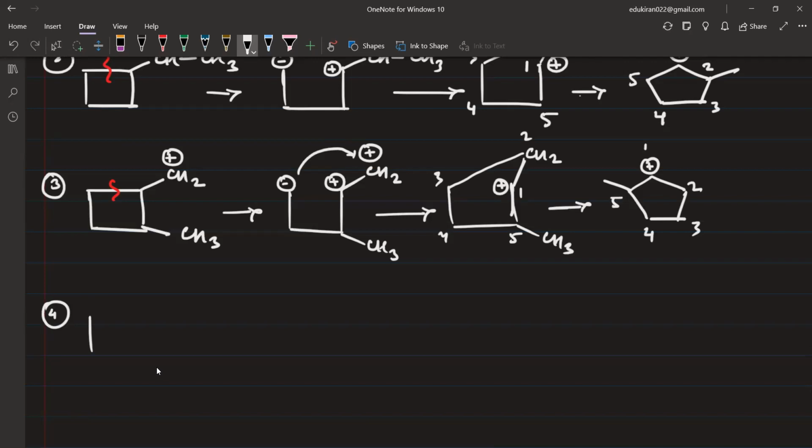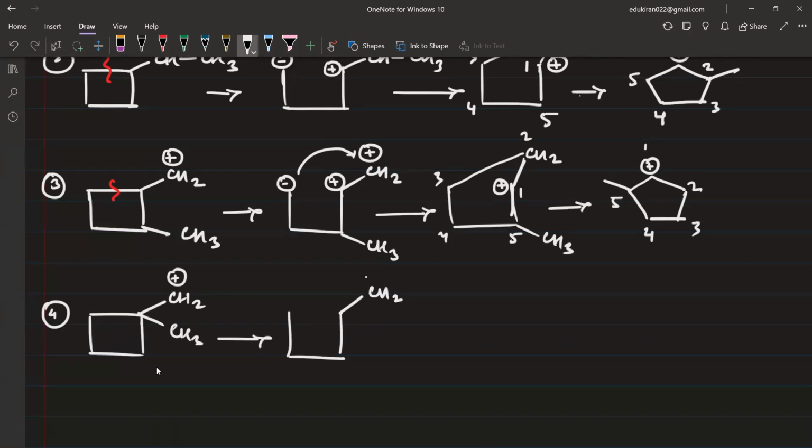Write one more example. We have a CH2 positive here, and we have a CH3 group here only. Again, the first step is going to break the bond. CH2 positive. We have a CH3 group here. This is having a positive charge. This is having a negative charge. This negative is going to attack. And then we are making the ugly structure.